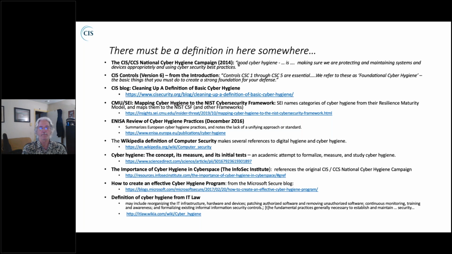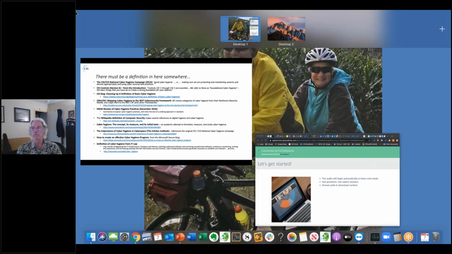But my view is, if you're going to try and convince a large number of people to take action, think of it as a campaign, in both publicity and in technology, then you need to be specific about it. So if you glance down here, I'll just mention a couple of highlights. For example, even at the Center for Internet Security, we've had several different definitions. The first example on this page, good hygiene is making sure we are protected. We're protecting devices appropriately, et cetera.